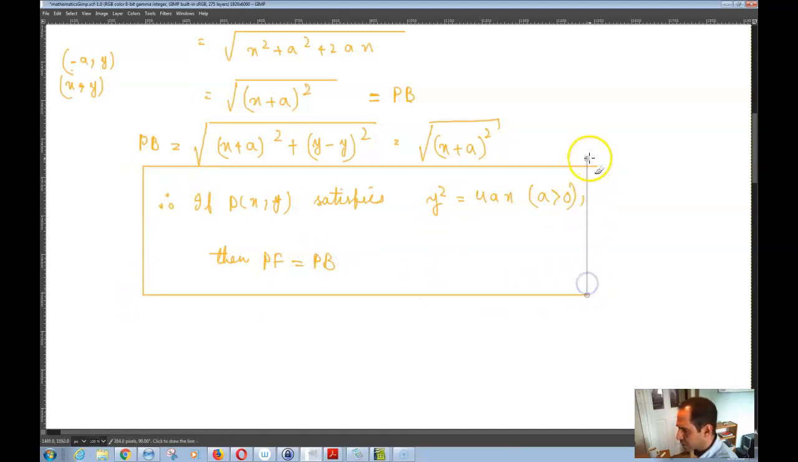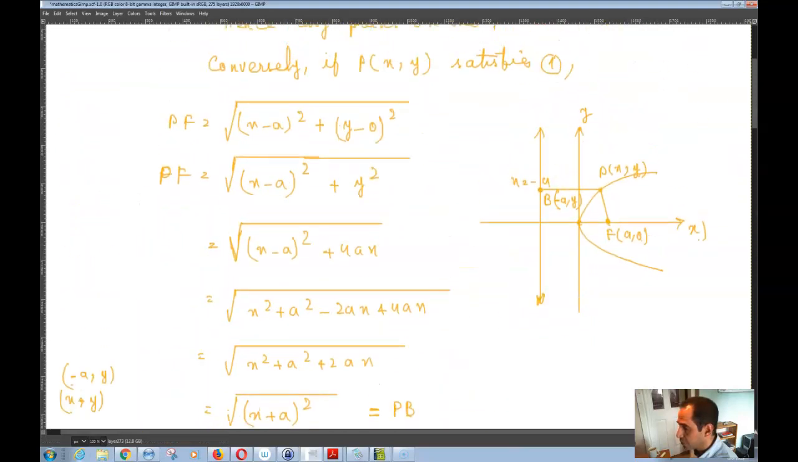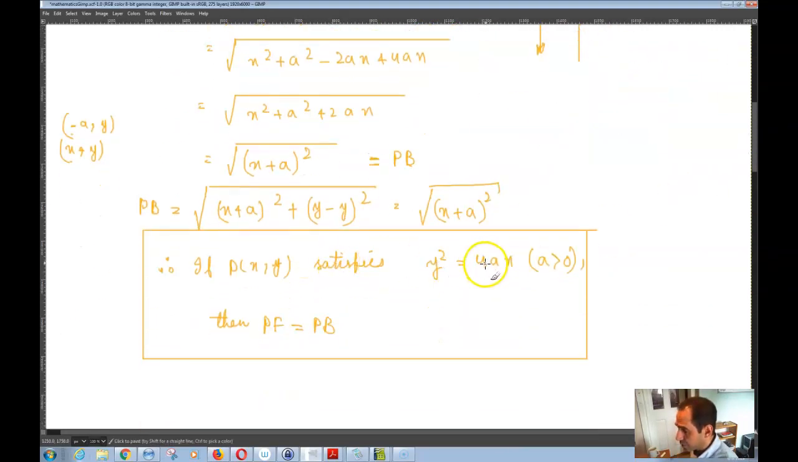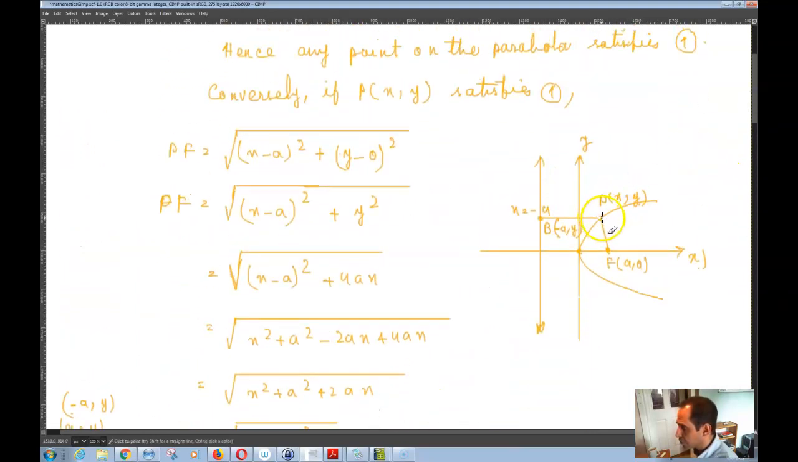What that means is that if this point satisfies this equation, then you can conclude that PF is equal to PB. That means that basically the point is actually on the parabola. And so what that means is that if you find any point on the plane that satisfies the equation of the parabola, that point is actually going to be on the parabola. That's basically what that means. Okay, so that is basically the whole story here.